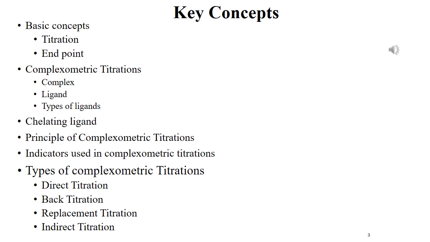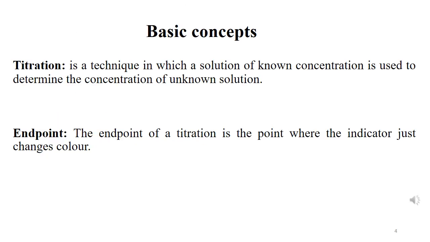So in this lecture, we will discuss only one or two types of complexometric titrations, and other types we will discuss in the next lecture. Types of complexometric titrations are direct titration, back titration, replacement titration, and indirect titration.